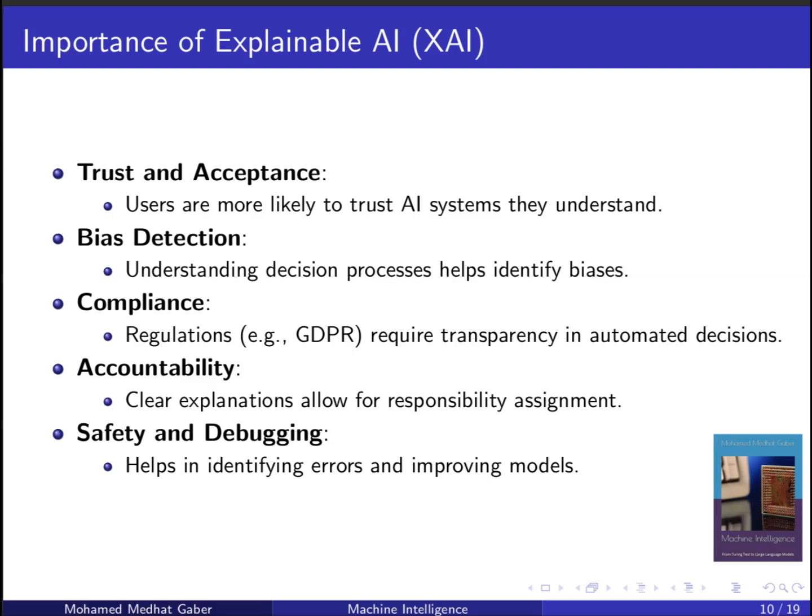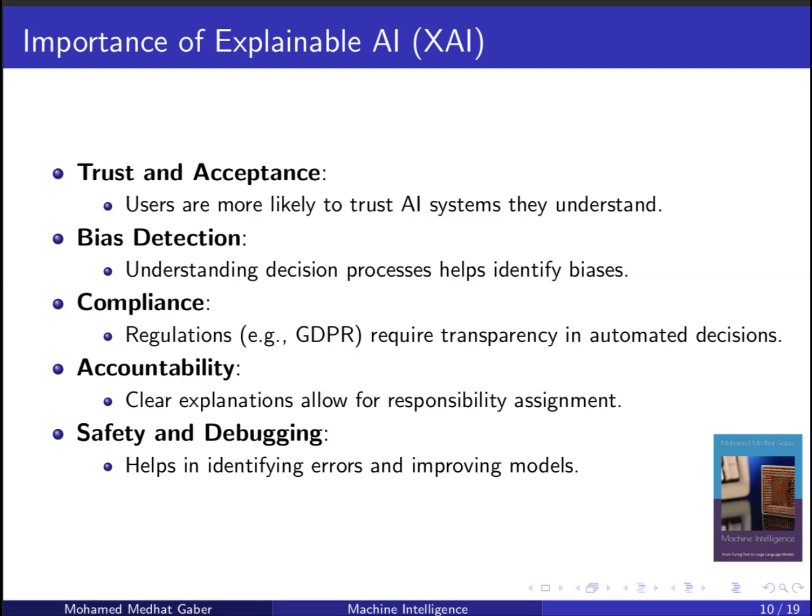Finally, explainable AI enhances safety and debugging. Understanding how AI systems make decisions helps developers detect errors, vulnerabilities, or unexpected behaviors. This facilitation of continuous improvement ensures that AI systems remain reliable and perform as intended over time.